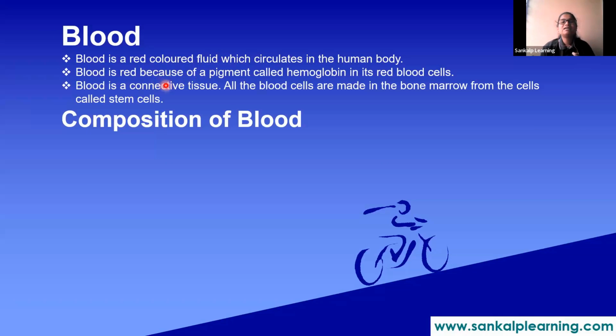Next, blood is a connective tissue. Blood is a connective tissue means it connects many systems.